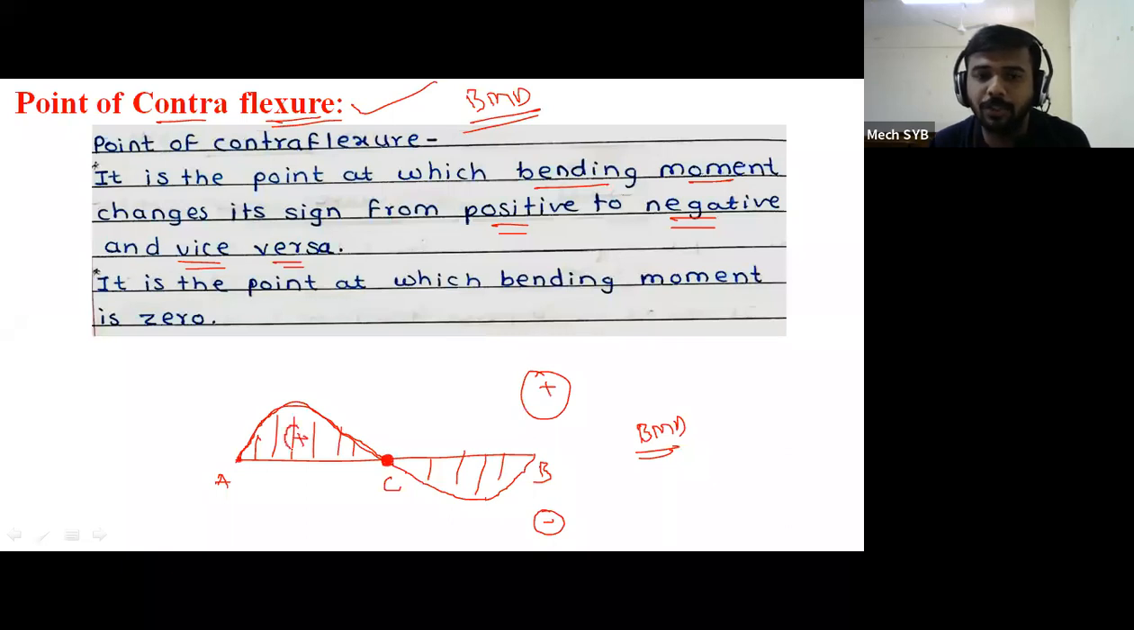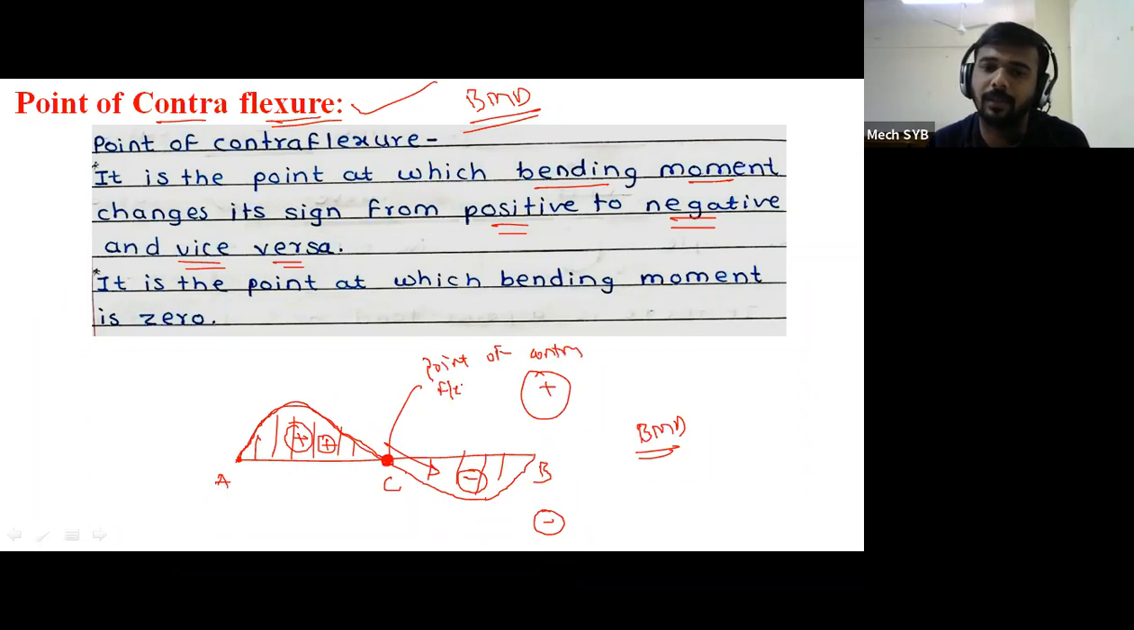point your positive bending moment diagram has changed from positive to negative. बघा इथपर्यंत असताना your bending moment is positive and at this particular point C your BM diagram changes its sign from positive to negative. Therefore this point is called as a point of contra flexure. Please keep in mind. And this is visible only in the bending moment diagram.